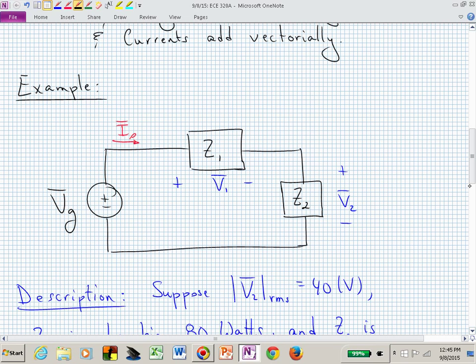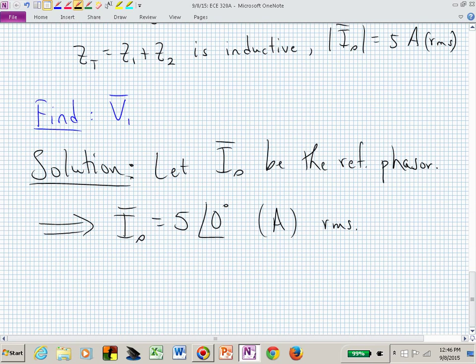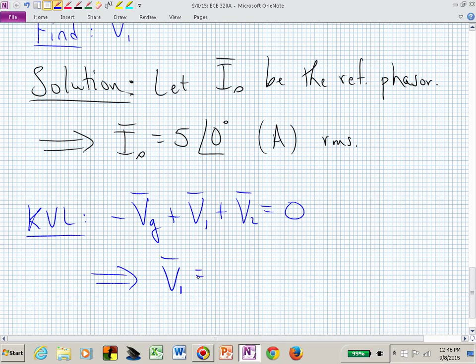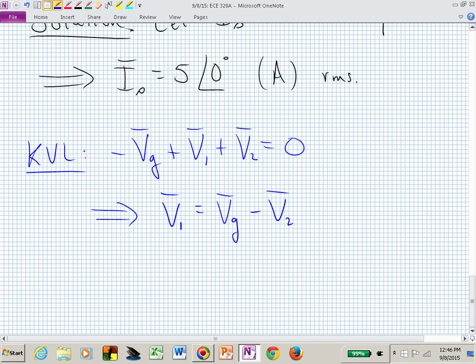If we now apply KVL, and I start in the lower left-hand corner and simply write down the signs I come to as I navigate that circuit in a clockwise fashion, I'm going to go minus V sub G bar plus V1 plus V2 equals zero. That's KVL. Kirchhoff's voltage law says minus V sub G plus V1 plus V sub 2 is equal to zero, and I'm trying to solve for V sub 1. If I isolate V1 on the left-hand side, now I simply need to know the phasor value of the generator and the phasor expression for the second load.